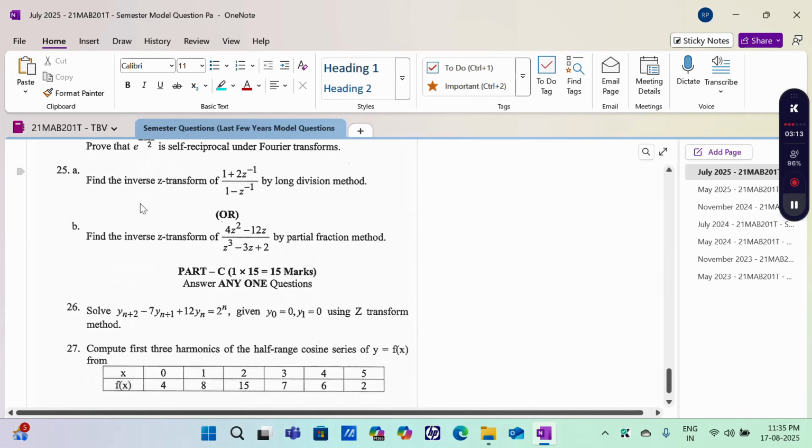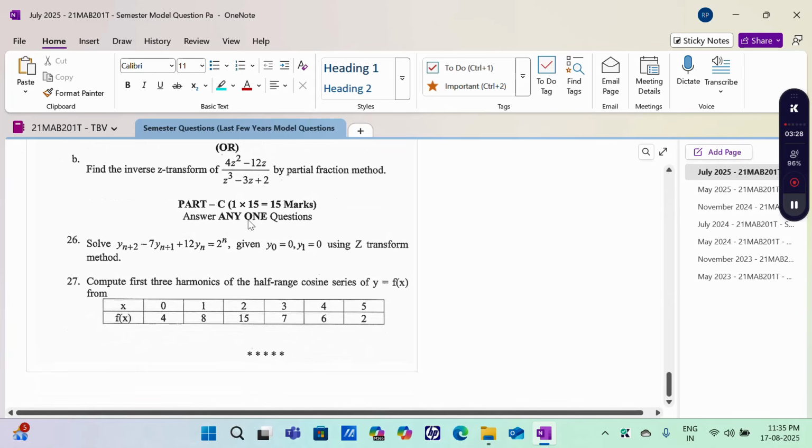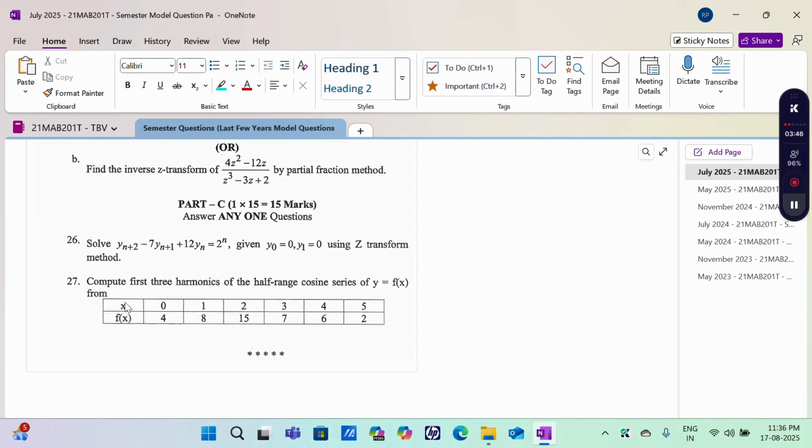And 25A and 25B, either or choice: finding the inverse Z transform using the long division method, and also finding the Z inverse transform using the partial fraction method. So these are the 5 units. And Part C has 1 question of 15 marks, with 2 given, write any one. The 26th question is from the 5th unit, a Z transform related problem. And the 27th is the second unit, Fourier series, a harmonic analysis problem. So this is July 2025.